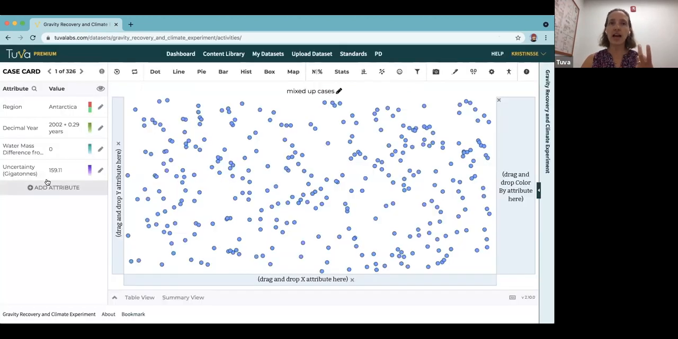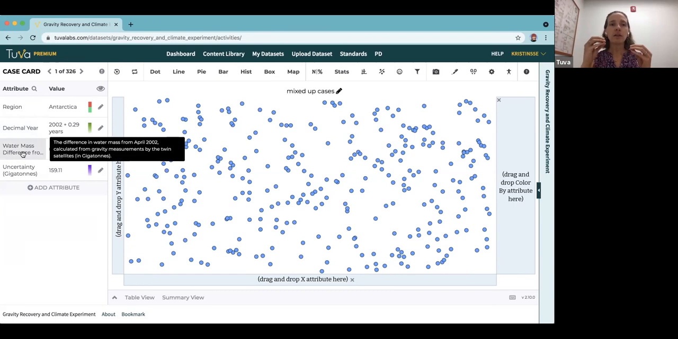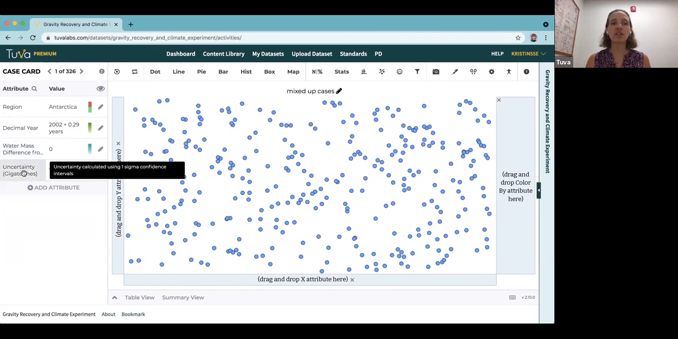What information do we have from this GRACE project? Well, we have the region, we have the year. Here it's recorded as decimal year, which is an interesting conversation to have with your students. We've got the water mass from these gravitational measurements that the satellite was taking. And then we have our uncertainty, with the phenomenal units of gigatons. It's sort of hard to think about gigatons of uncertainty, but I'm getting ahead of myself.